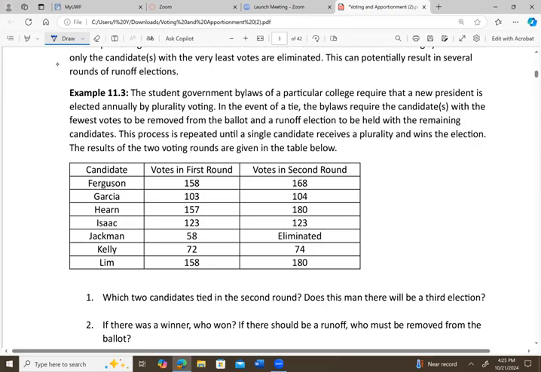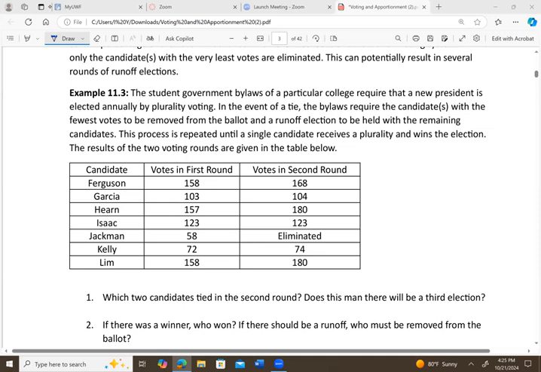So the student government bylaws of a particular college require that a new president is elected annually by plurality voting. In the event of a tie, the bylaws require the candidates with the fewest votes to be removed from the ballot, and a runoff election to be held with the remaining candidates. This process is repeated until a single candidate receives a plurality and wins the election.